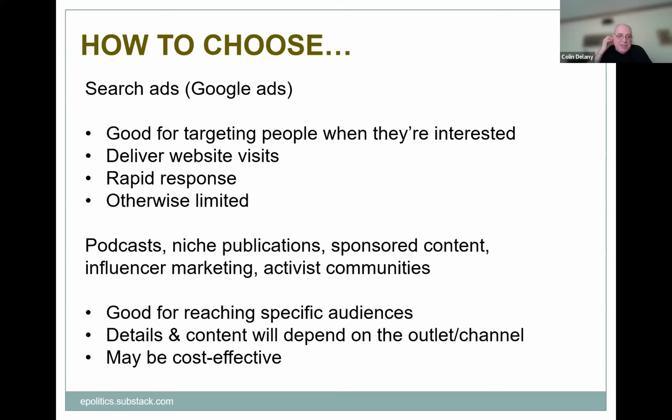Podcasts, niche publications, sponsored content, influencer marketing, activist communities like Daily Kos, Care2, Civic Shout: these are good for reaching very specific audiences. These platforms typically know a lot about their people and can help you tailor your ads so that you reach exactly whom you need to reach. Now, the details and the content will depend on the specific outlet, right? They are different from one channel to another, and you typically have to set up the ads individually with each outlet. But again, like I mentioned, there are some platforms out there that will allow you to buy ads across a lot of different podcasts and audio content at once.